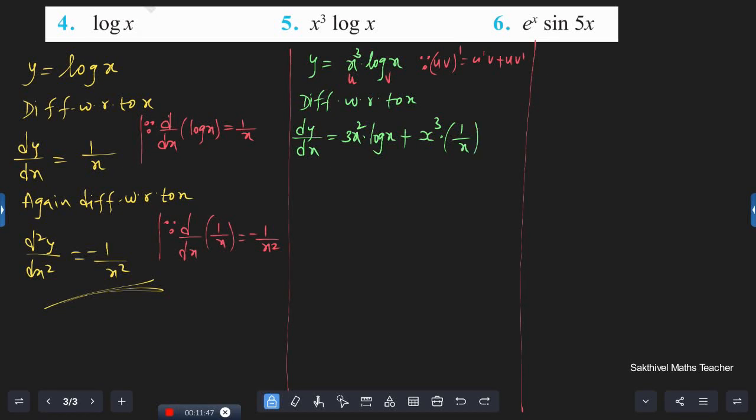Very simple. That's it. Whatever is possible to cancel, do it. 1x here, if you cancel, 2 is the remaining. Then we'll go here directly. What is that? 3x square log x plus x square.